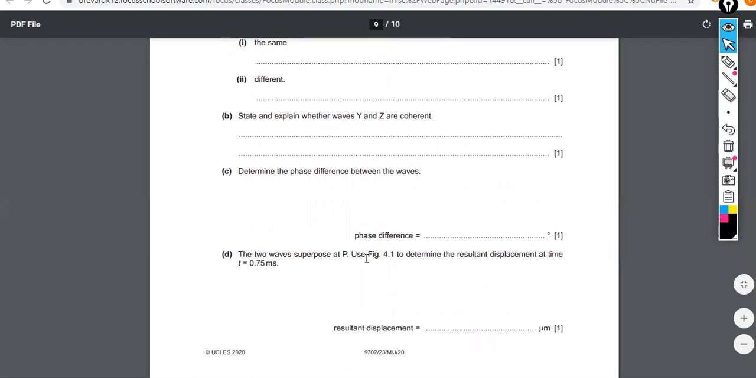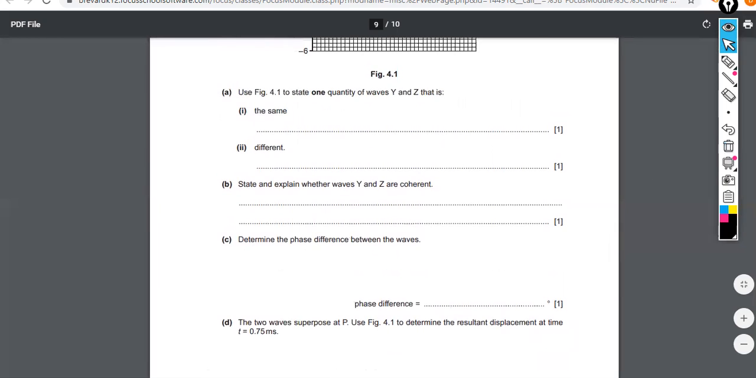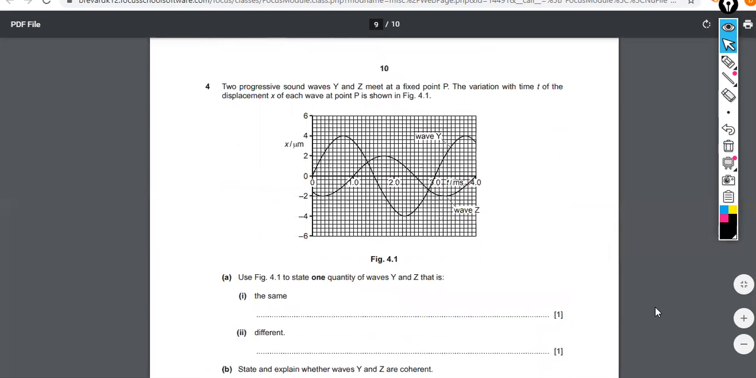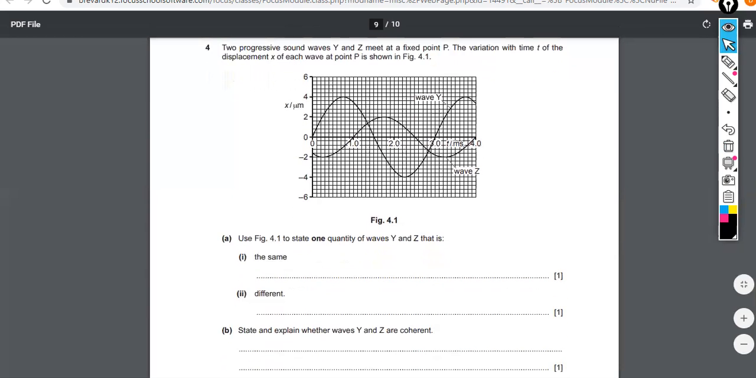The two waves superpose at P. Use figure 4.1 to determine the resultant displacement at time 0.75 milliseconds. All right, so at 0.75 milliseconds, we got to find that on here, and then they're superposing. Remember, this whole thing is two progressive sound waves meeting at a fixed point P, the variation of the displacement of each wave at point P. So you're looking at that data right here, okay? At that point, as a function of time, how are the waves moving the air particles around? How much are they displacing them?